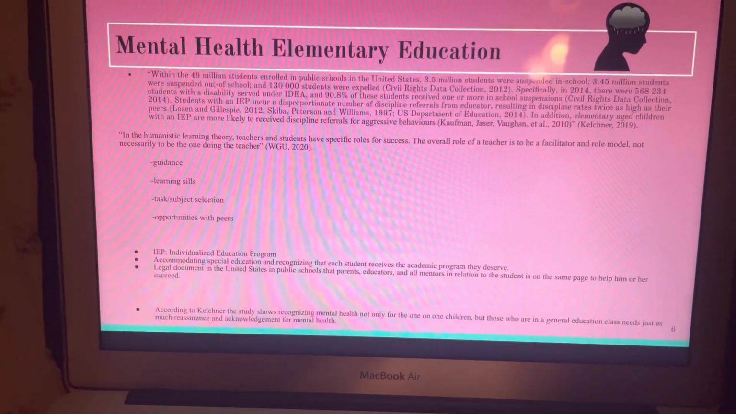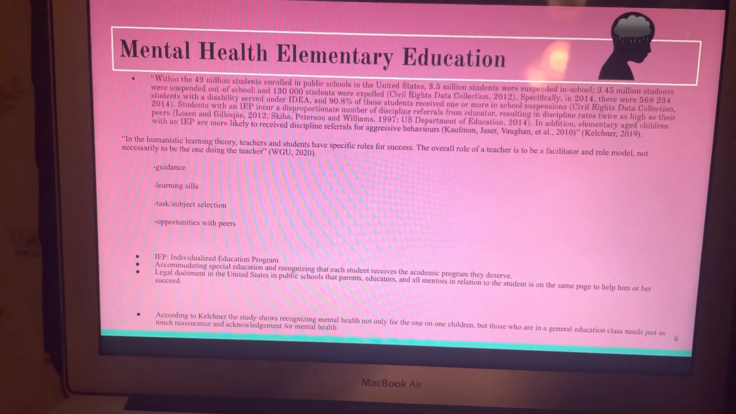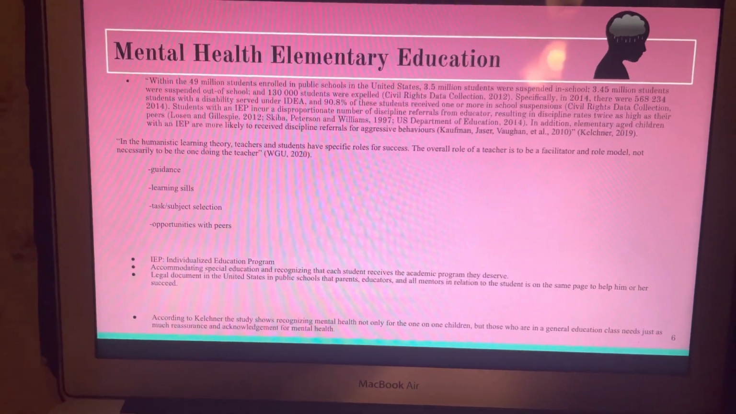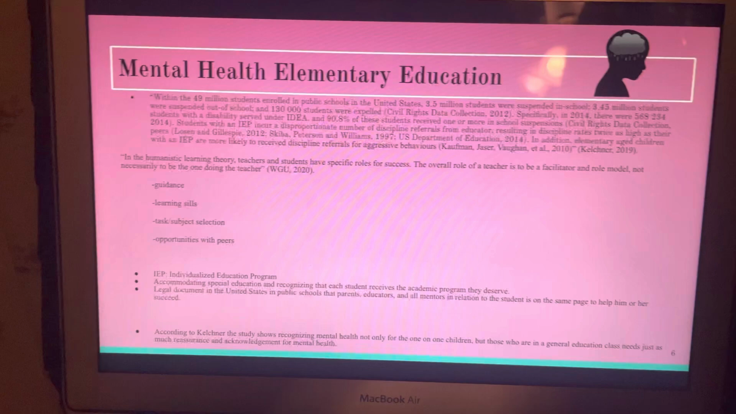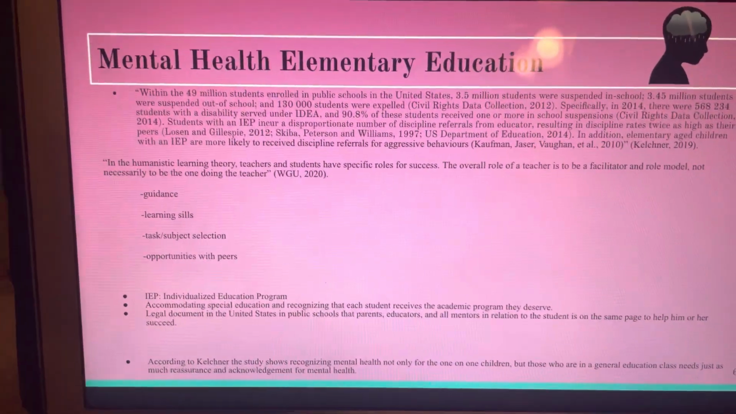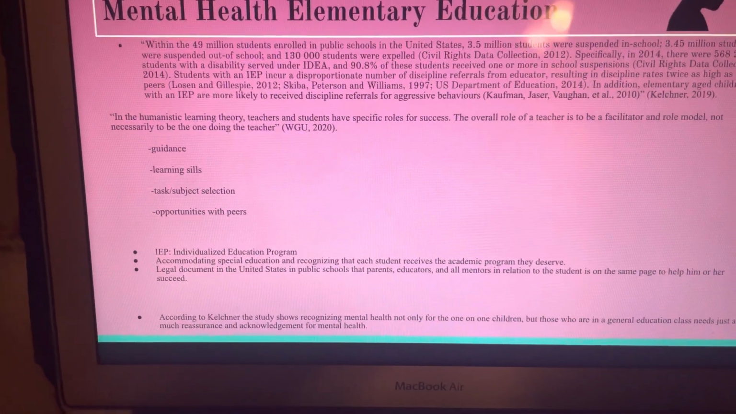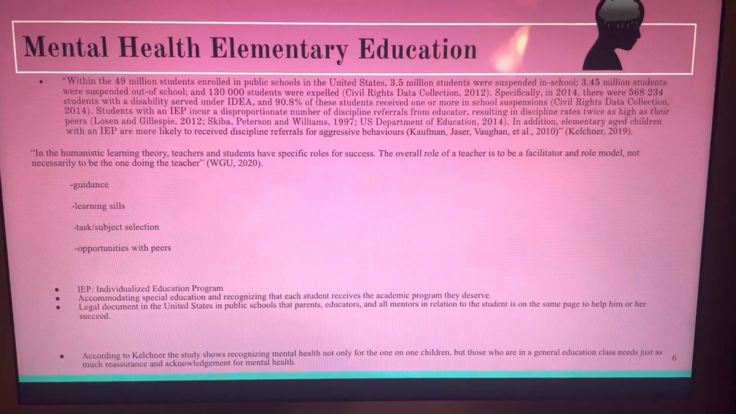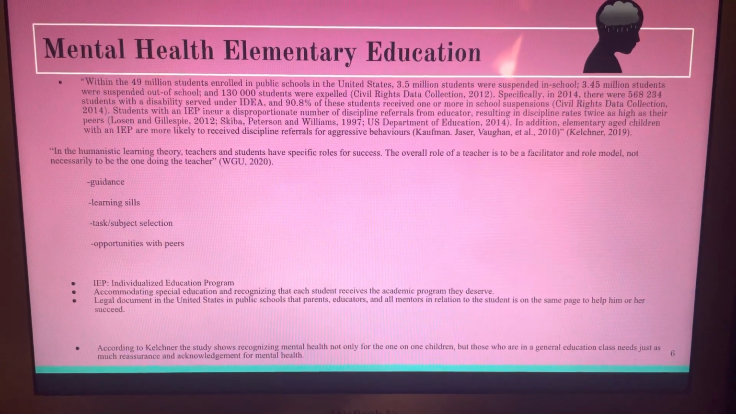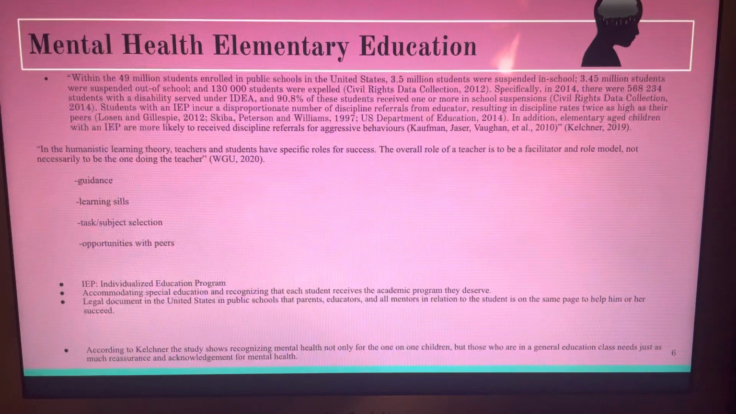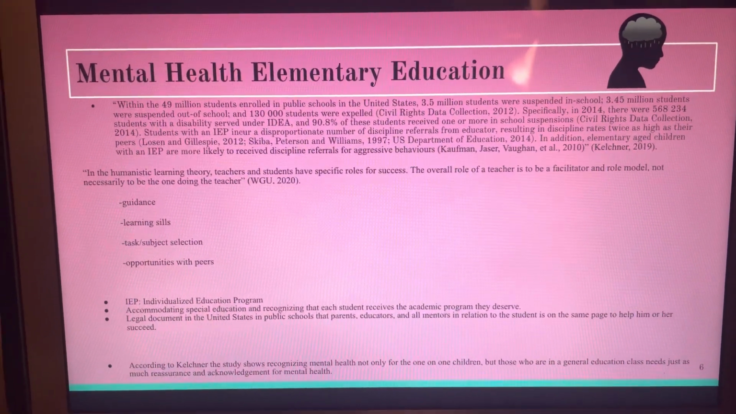In the humanistic learning theory, teachers and students have specific roles for success. The overall role of a teacher is to be a facilitator and role model, and not necessarily to be the one doing the teaching. Meaning, not only is it important for them to follow the curriculum in the classroom, but to provide guidance, learning skills, task opportunities with peers, and check on their mental health in the general education classroom, and for those who are in the IEP system, Individualized Education Program.